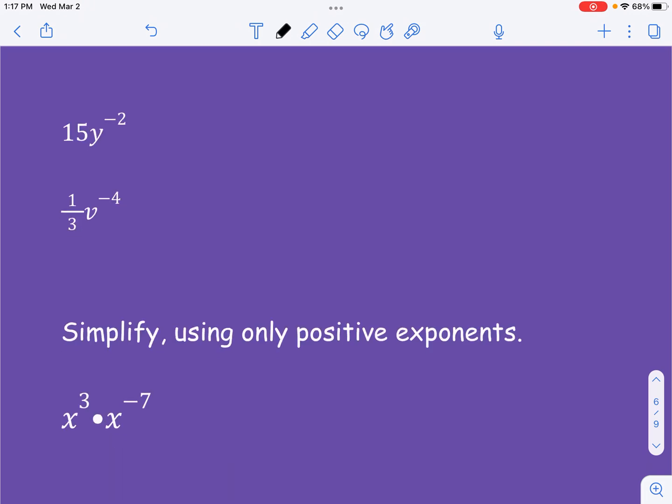Okay, so let's look at a couple more. So this one right here, we have 15y to the negative 2 power. We're going to rewrite this as, think of it like this, the 15 is going to stay in the numerator because it doesn't have a negative exponent. And then this y to the negative 2 means it's going to move down and become y squared.